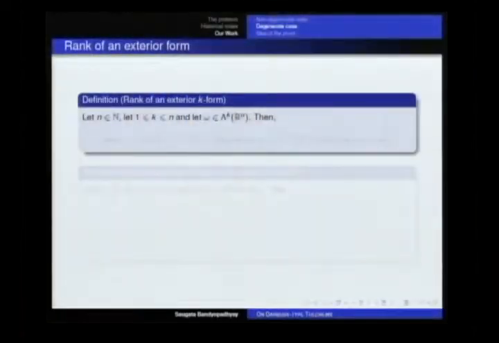So this is how we define it. n, as usual, stands for the dimension of the space, k is the order of the differential form, and omega is an exterior k form. The rank of omega is the dimension of the space of all one forms that can be realized as an interior product of omega with some k minus 1 form. That is, the dimension of the space of all one forms A such that there exists a k minus 1 form B such that i_B omega is equal to A.